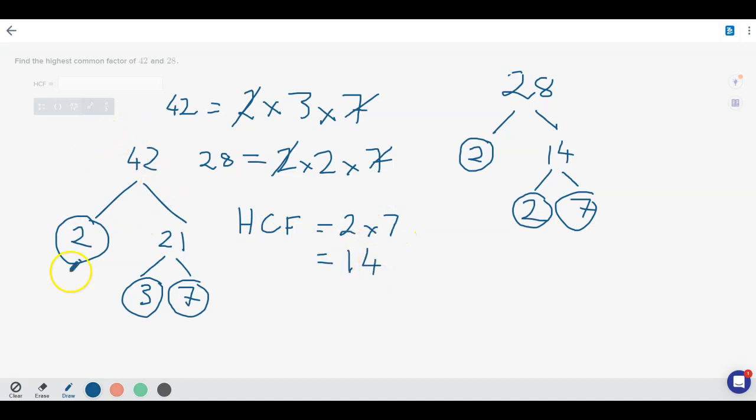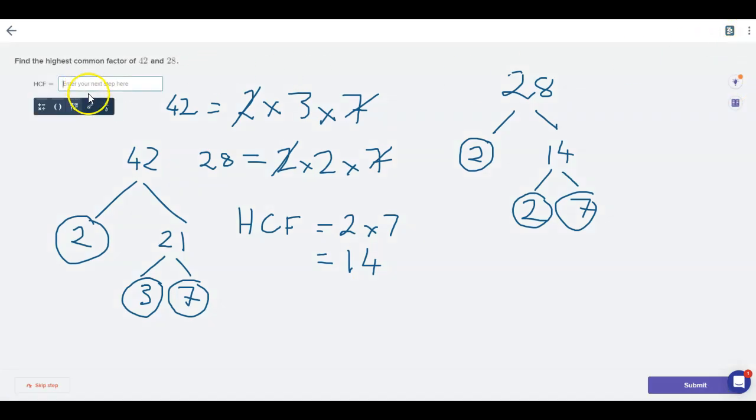So I did my prime factorization of both numbers, wrote my lists out in expanded form, found the common ones between the two lists, and then used that to calculate my highest common factor. Let's see if we in fact got it correct. So I'm putting in the value 14 here. We will go submit, and there we go, we are correct.